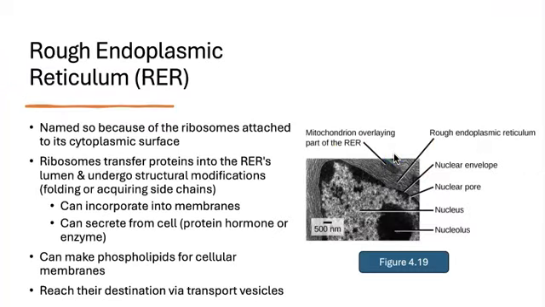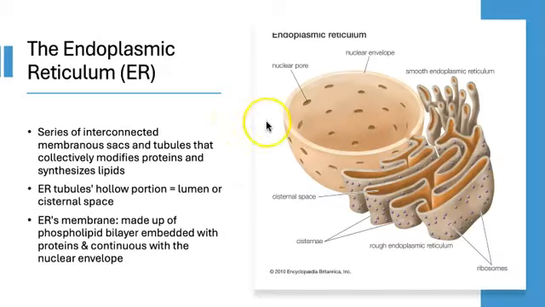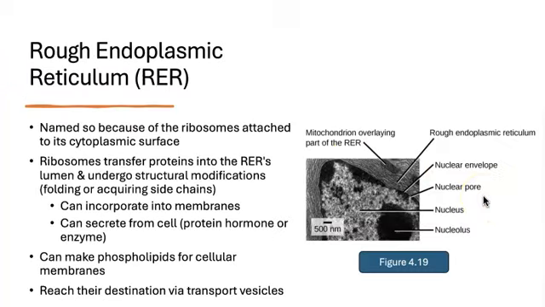Now we have two different types of endoplasmic reticulums. We have the rough endoplasmic reticulum, which we call RER, and that's because we have ribosomes that attach to the cytoplasmic surface. That's kind of what we saw over here where we have the ribosomes attached to the wall, and that gives it that rough appearance.